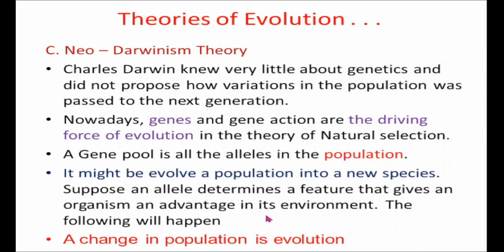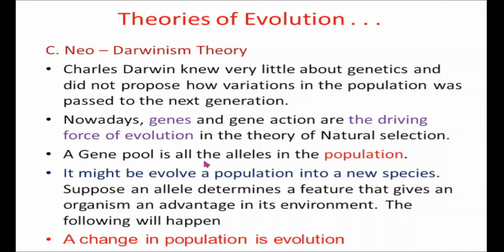Neo-Darwinism. Neo means new. After Darwin, that is today's theory of evolution. Charles Darwin knew very little about genetics and did not propose how variation in the population was passed to the next generation. There was no idea of genes, of how traits pass from generation to generation. Nowadays, genes and gene action are the driving force of evolution in the theory of natural selection. So natural selection is related to the variation of genes that we know today.